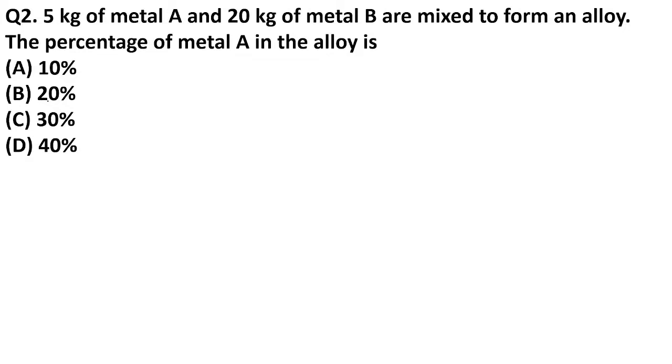Now next question. Tell me what should be the answer of this question. 5 kg of metal A, 20 kg of metal B are mixed to form an alloy. The percentage of metal A in the alloy is how much? Again, purely based upon the concepts that we have learned. Look here, students, this is the starting phase for you guys, so you won't be able to crack the question at the initial stage. But after pure practice and hard work, you will be able to crack each and every question.